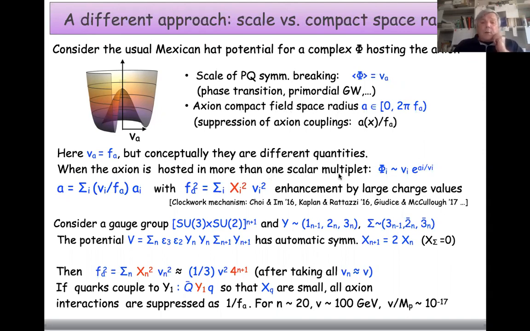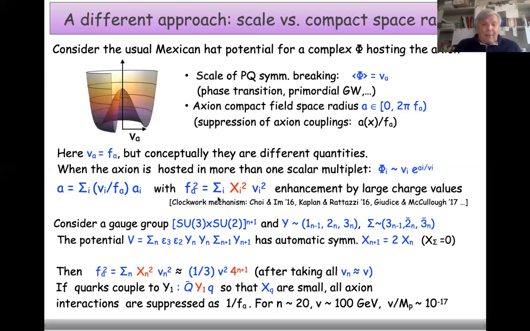When the axion is hosted in more than one scalar multiplet, so take many scalar multiplets with many would-be Goldstone bosons, the axion is defined in this way as the ratio of the particular VEVs, and these are order parameters, divided by the scale of the compact space, where FA is defined by the sum of the different VEVs weighted by the square of the charges. You remember, we already found this. This is the expression that correctly gives you the periodicity of the axion. So the axion is spanning this space, 2 pi Fa, where Fa in the multiscalar model is given by this.